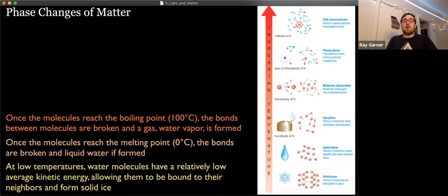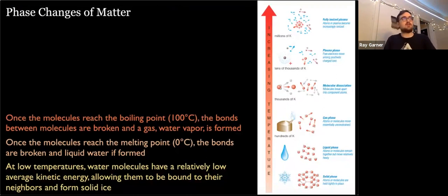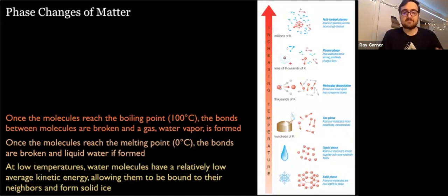Once the molecules reach the boiling point of 100 degrees Celsius or 212 degrees Fahrenheit or 373 Kelvin, the bonds between the molecules are completely broken and a gas, water vapor, is formed. So now the molecules are still held together. We still have an oxygen combined with 2 hydrogen atoms, but those molecules are no longer controlled by each other. They're free to go wherever they want. And those are the normal, very familiar 3 phases of matter.